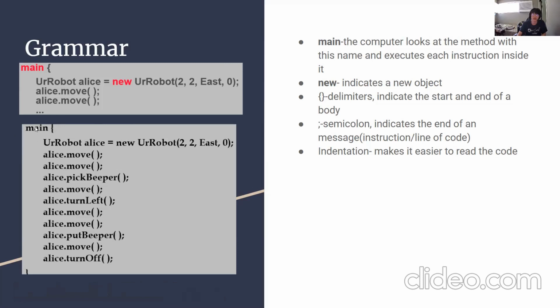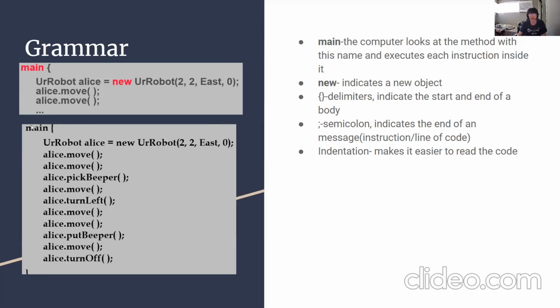So this is main, right? It's the method that I explained before. This left bracket tells the computer, I'm starting my code right here. And then the end bracket tells you this is the end of the code. So all of this is categorized as under main. And you also have the semicolon. It indicates the end of a message, as I told you before, like a period. And an indentation just makes it easier to read the code.